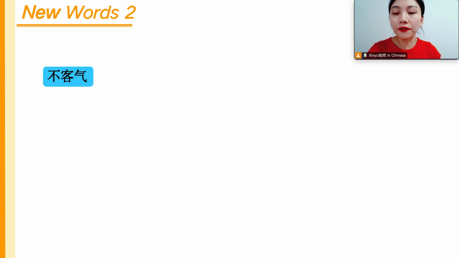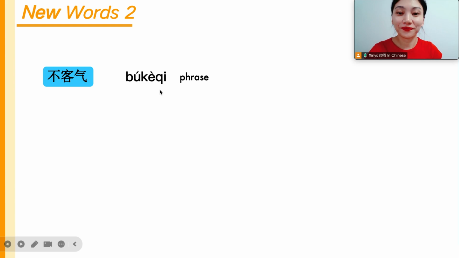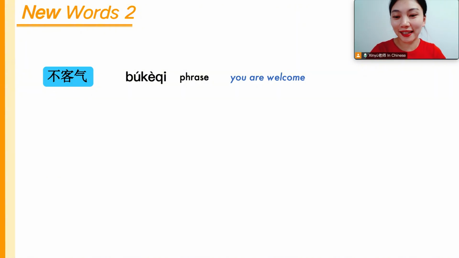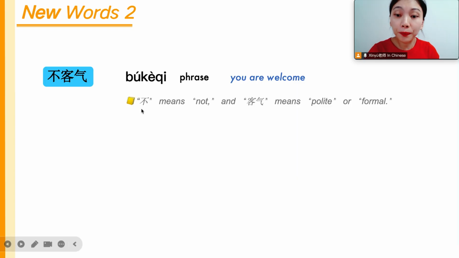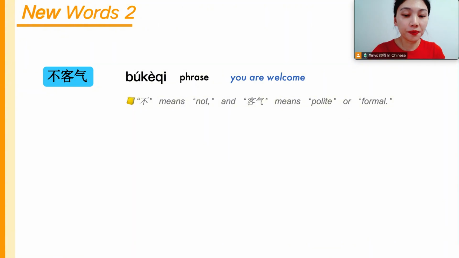So here, 不客气. Please read after me. 不客气. Very good. 不客气 is a phrase. It means you are welcome. We use it to politely reply when someone says 谢谢, thank you. Literally, 不 means not, and 客气 means polite or formal. So together, they form a phrase meaning no need to be polite.